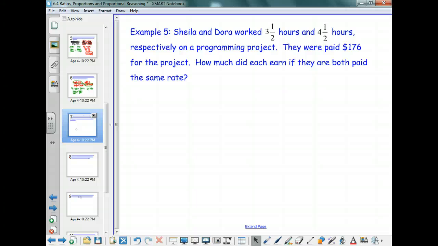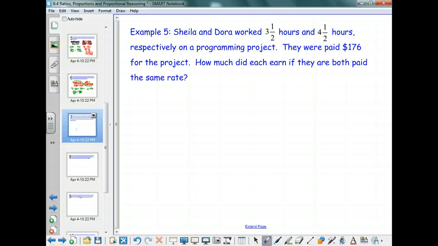Okay, so you have to see what we're comparing. So what are we going to compare to each other? And you have choices. What would you like to compare? Okay, so if we're going to compare the 3.5 and the 4.5, you're wanting to compare Sheila's hours and money to Dora's hours and money. Does that sound reasonable? Okay.